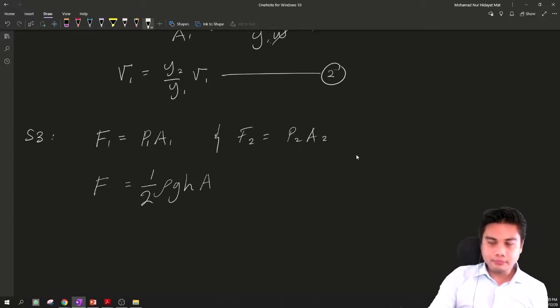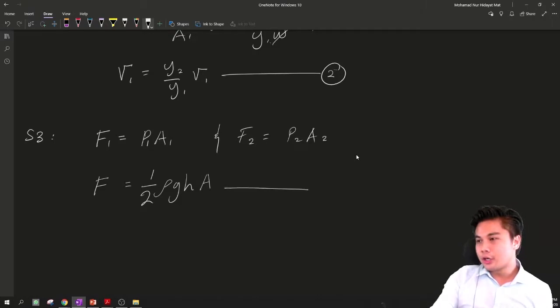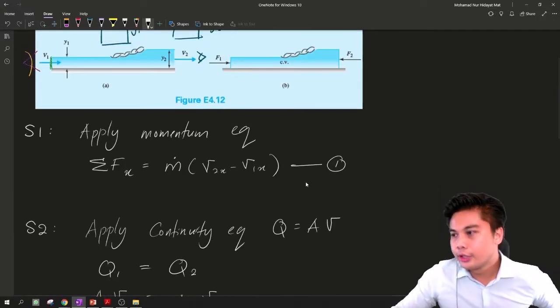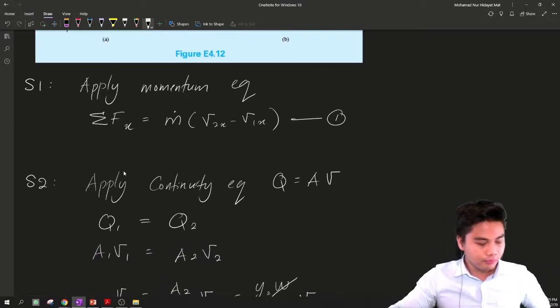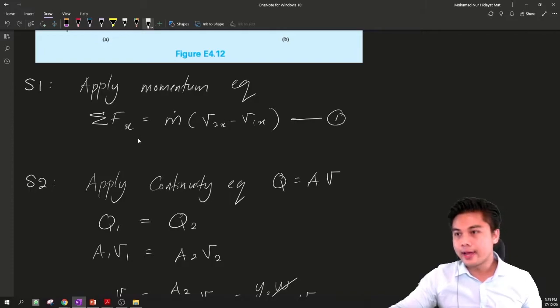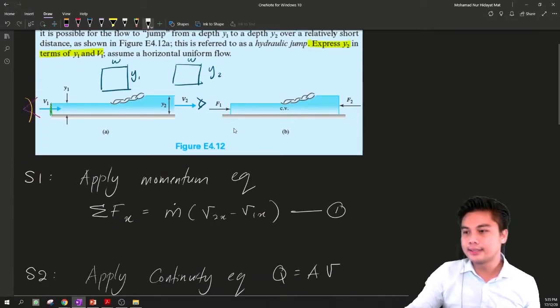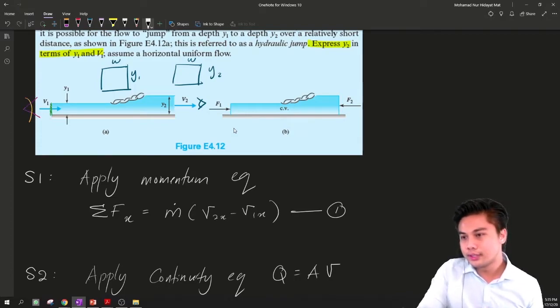Alright. And then this becomes equation 3. Using step number 4, substitute equation 3 and equation 2 into equation 1. The equation 1 is this. So from here, the F of x, we can say that F of x is F1, which is positive, minus F2, equal to m dot times V2x minus V1x.